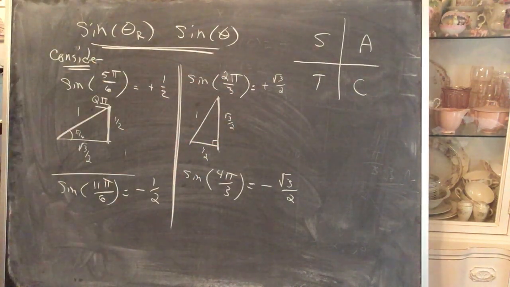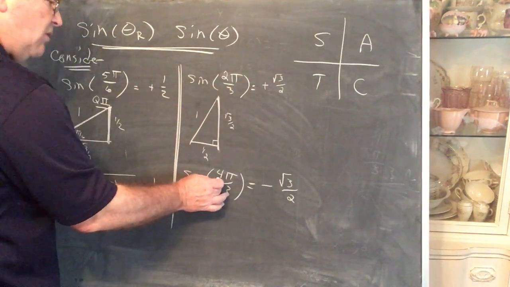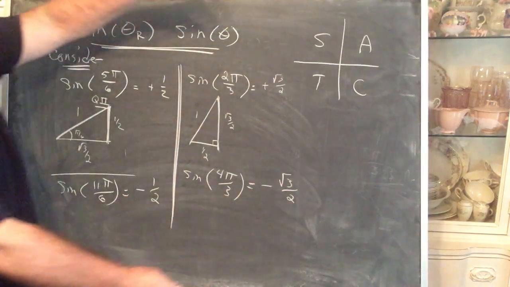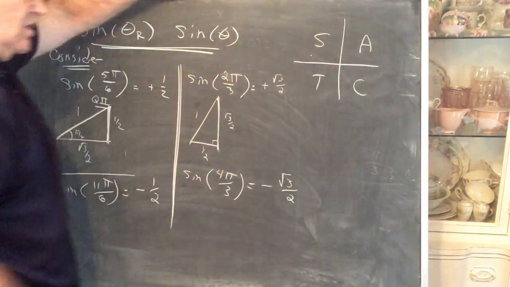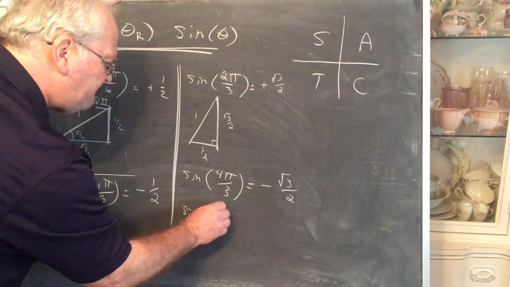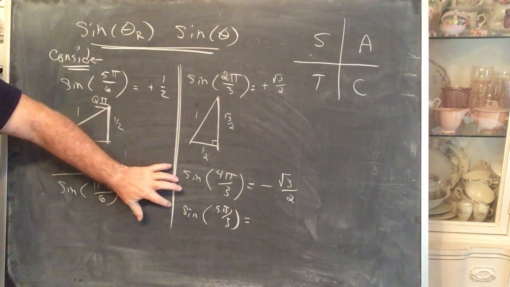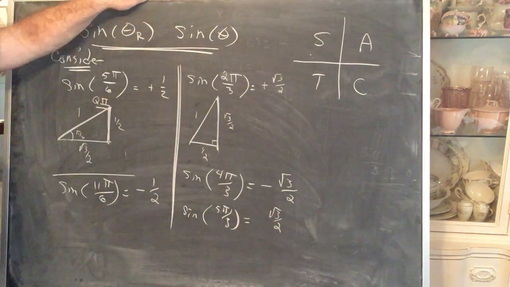Sine of 2 pi over 3 is positive root 3 over 2. Sine of 4 pi over 3 is negative root 3 over 2. It's the same number because it's the same reference angle family. But the signum is different because of the quadrant you're in. Can we do the last one there? Can we do sine of 5 pi over 3? Is it clear? That's the same reference angle family. So you can put in radical 3 over 2 before you even start.